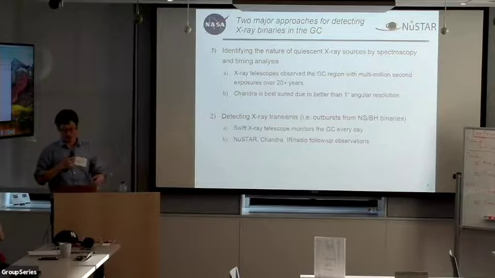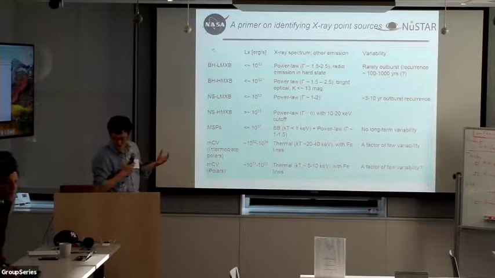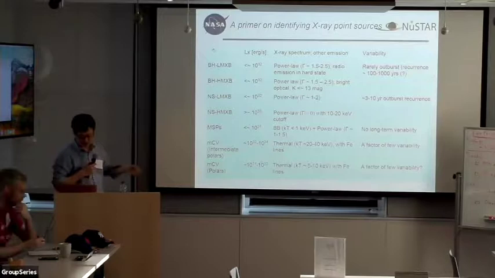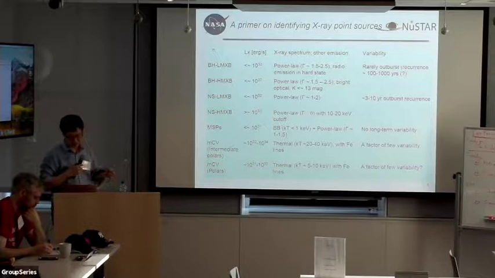And what are our targets? Mostly these X-ray point sources are powered by accretion. So we are talking about LMXBs, high-mass HMXBs with black holes and neutron stars, or magnetic CVs. There are many of them. Another class is called millisecond pulsars. They're rotation powered. So these are our targets.